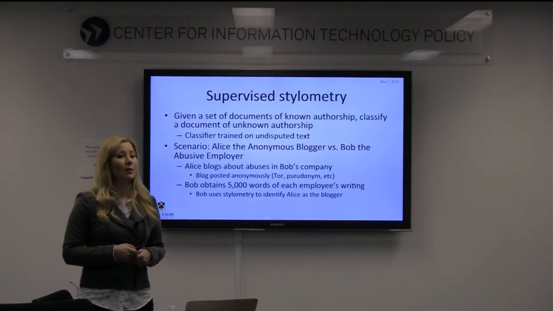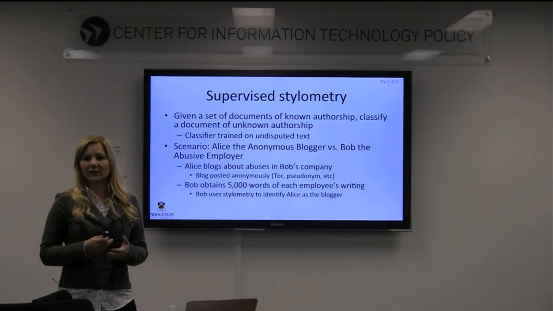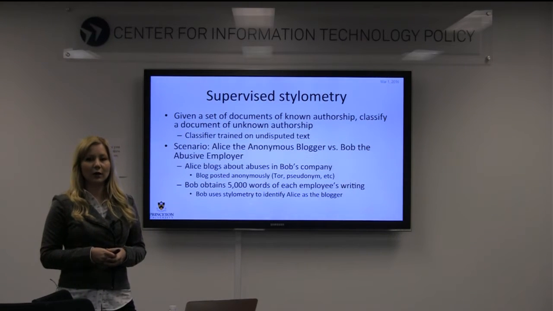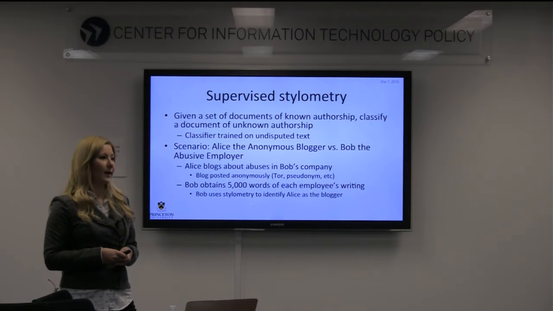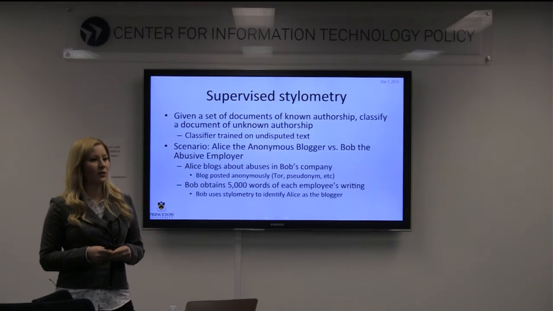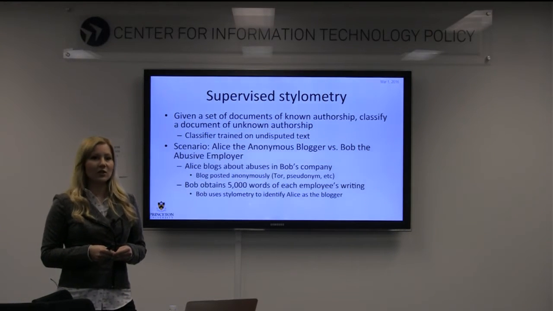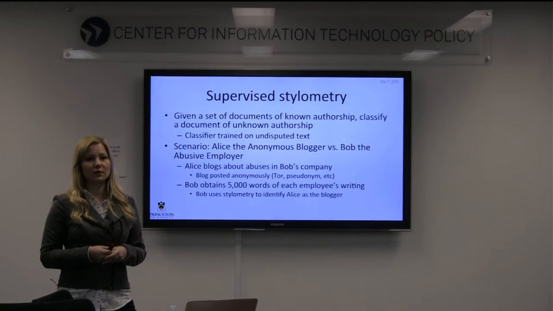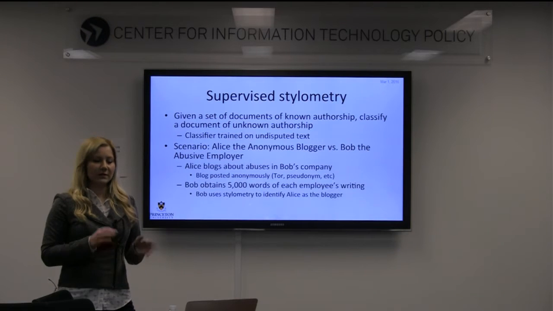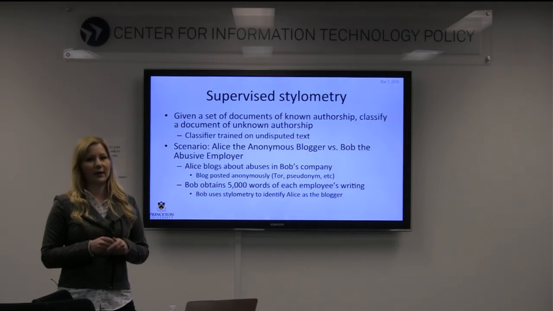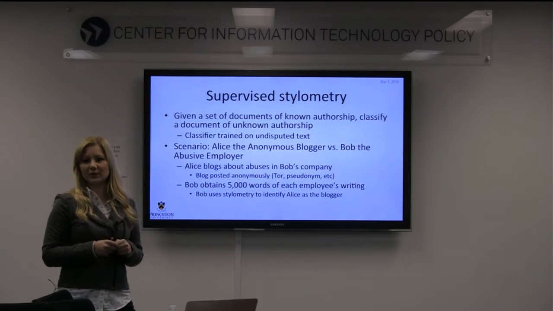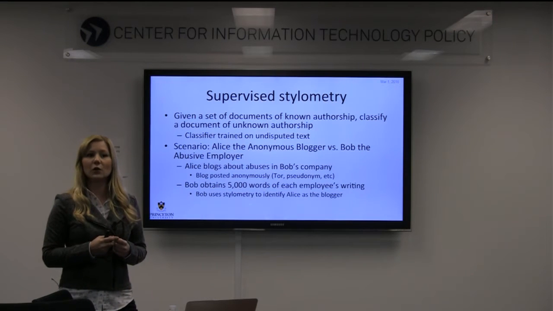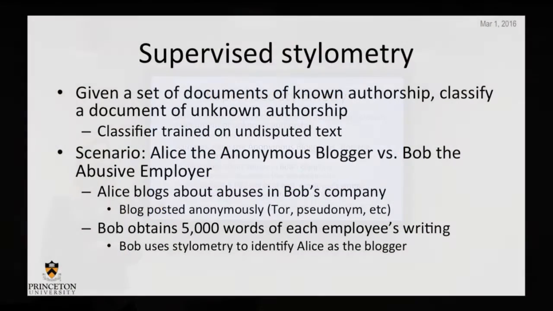Let's think of a common scenario. There's Alice, the anonymous blogger, and there's Bob, the abusive employer. Alice is blogging about the abuses in Bob's company, and she's doing this anonymously. She's using Tor, and at the same time she is using a pseudonym. But Bob, since he's abusive, is going to get everyone in his company's writing samples, and then he's going to train a classifier on them so that he can identify who the anonymous blogger Alice is.